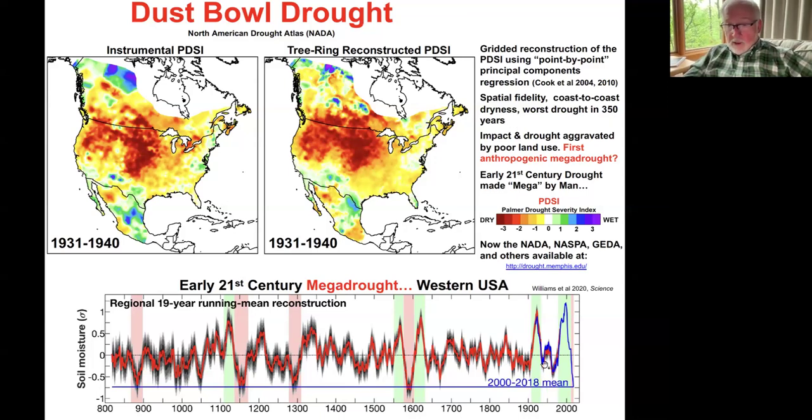So here is just the Western United States. The 1950s drought was worse than the 1930s drought in the West. But really, it wasn't for about 350, 400 years that a drought of greater severity occurred, back in the late 16th century. So the impact of the drought, and the drought itself, was aggravated by poor land use and was maybe the first anthropogenic mega drought.